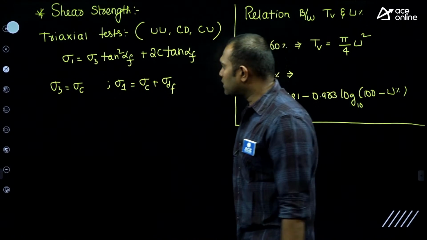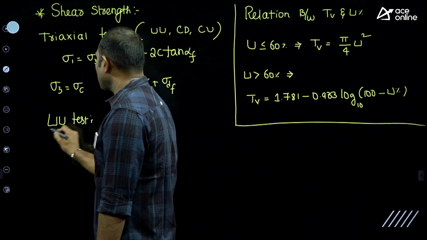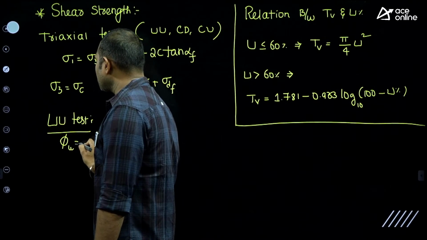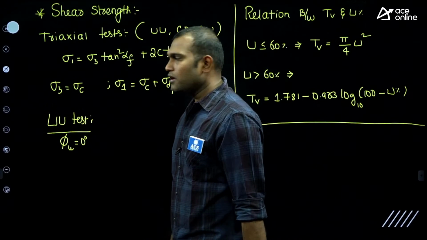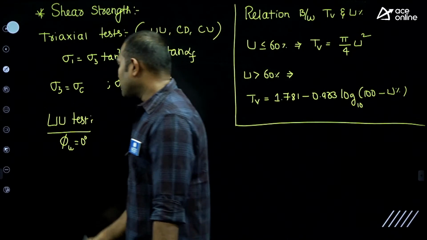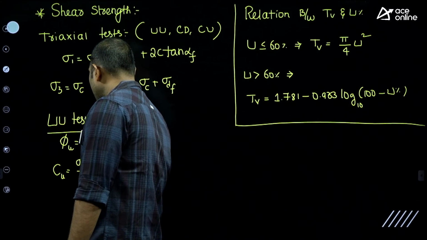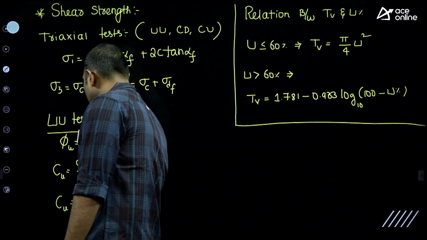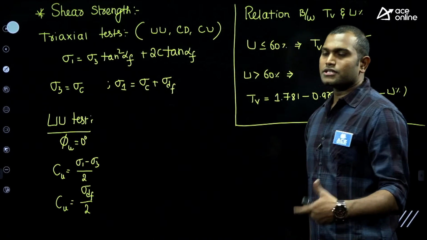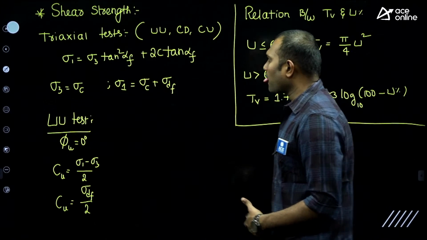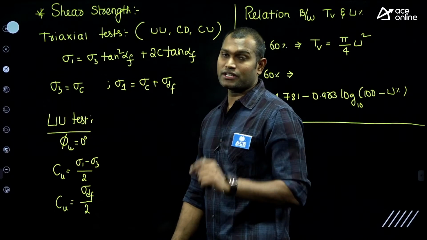In the case of the triaxial test, in the case of the UU test, unconsolidated undrained test, phi u is equal to 0 degrees. If you substitute phi u as 0 degrees, then alpha f is 45 degrees. Then Cu will become sigma 1 minus sigma 3 by 2, which is Cu equals deviatoric stress at failure by 2. In the shear strength topic, they ask more questions from the triaxial test. And from the UU test, Cu is half of the deviatoric stress.